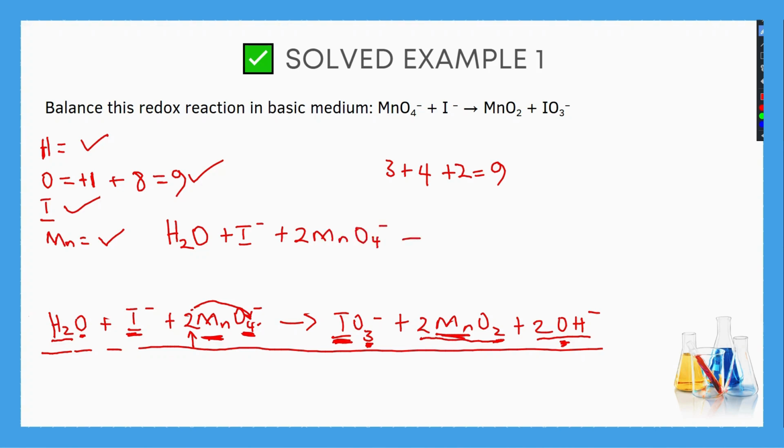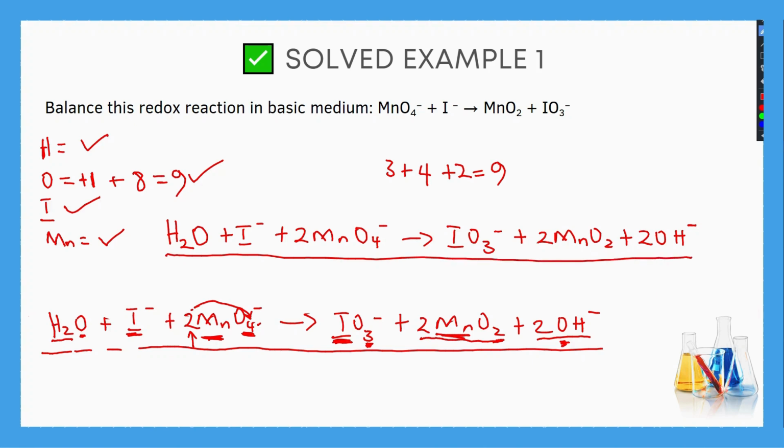So our final balanced equation in basic medium: H2O + I⁻ + 2MnO4⁻, giving us IO3⁻ + 2MnO2 + 2OH⁻. I'm sure you saw every step that we took to arrive at this. So at this point, let's move on to the next question.